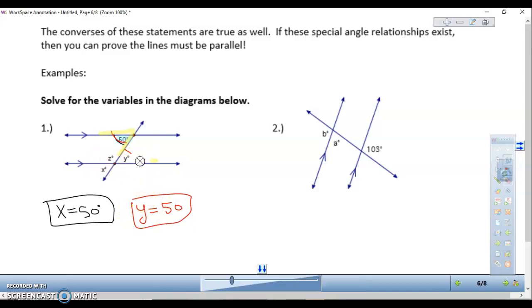And then the last one here is to find z. And what's the special relationship between the given angle and z? Well, check out my little broken ruler here.